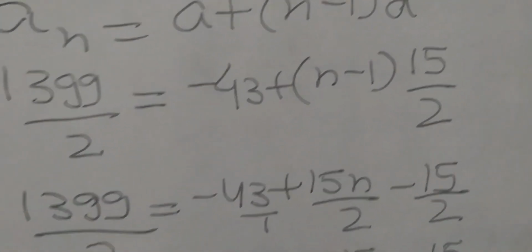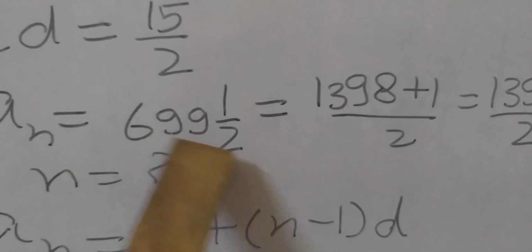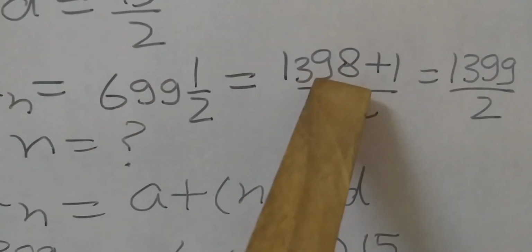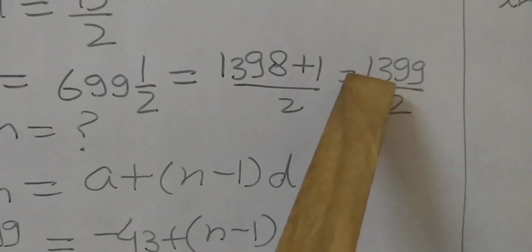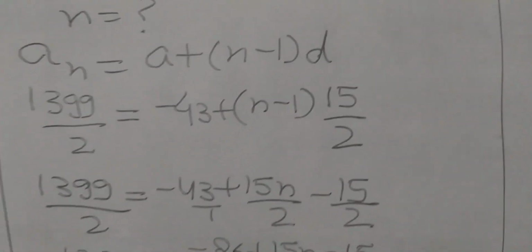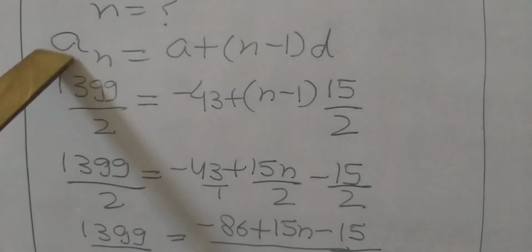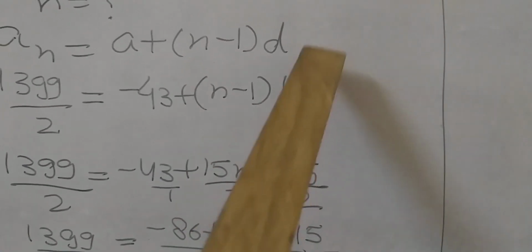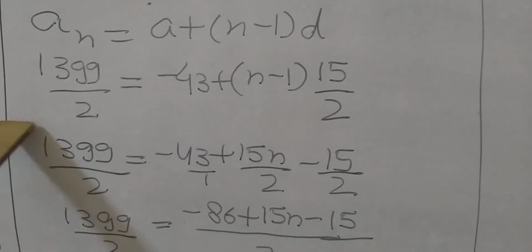An is given to us, or you can say L. An equals 699 whole 1 upon 2. Let us solve: 1398 plus 1 upon 2, 1399 upon 2. We have to find out n. So An value, A value minus 43, n minus 1, D value 15 upon 2. Let us solve the equation.